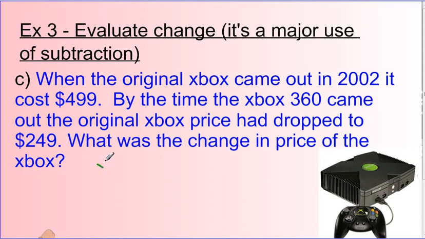Okay, so hopefully you took the second price minus the first price. That's how you find the change of something: the second thing minus the first thing. So the second price, the one that happened later, was $249, minus the other one, which was $499.